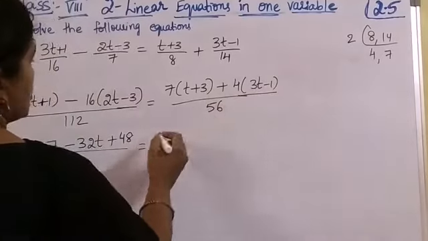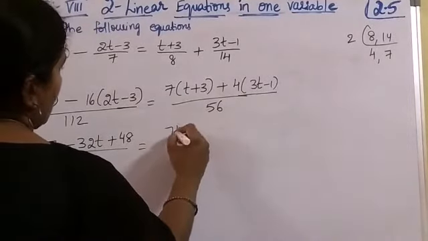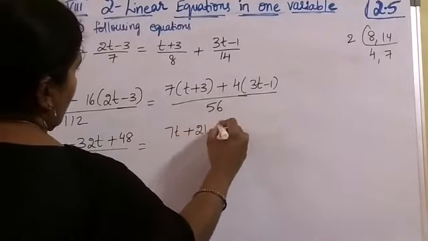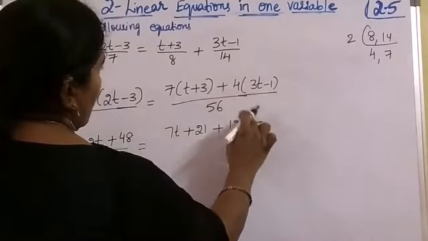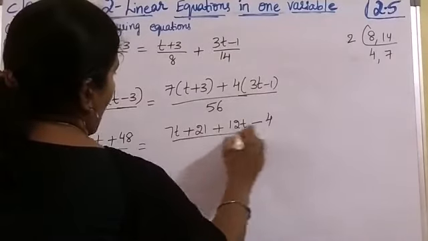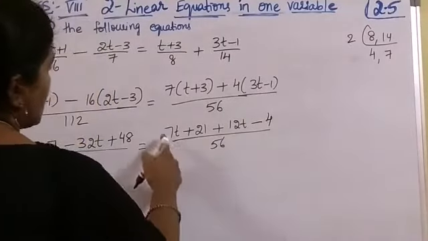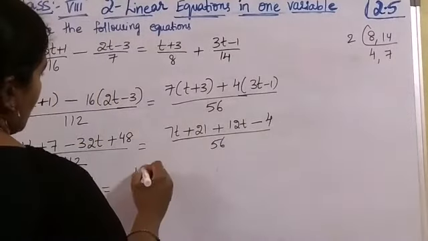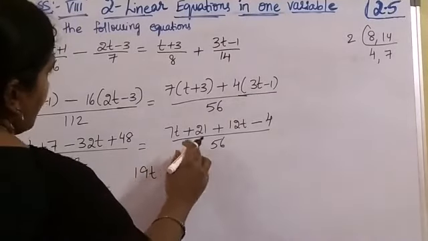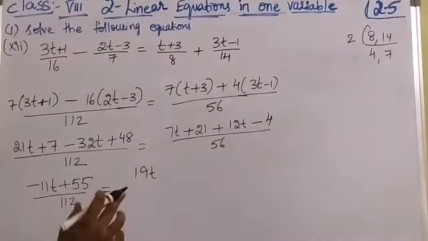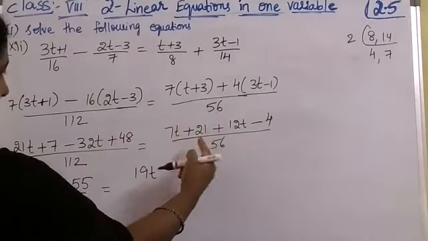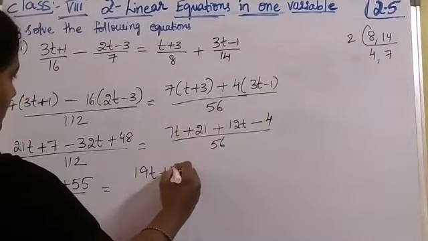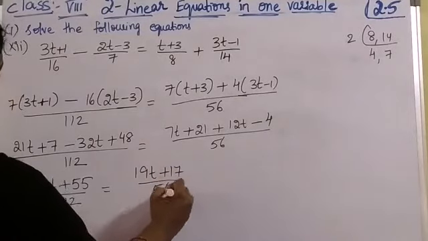Now multiply it, distributive property. 7 into t is 7t, plus 7 3s are 21, plus 4 3s are 12, 12t, minus, plus into minus is minus, 4 1s are 4 by 56. 7t plus 12t is how much? 19t plus 21 minus 4. How much do you get? 17. So 19t plus 17 by 56.